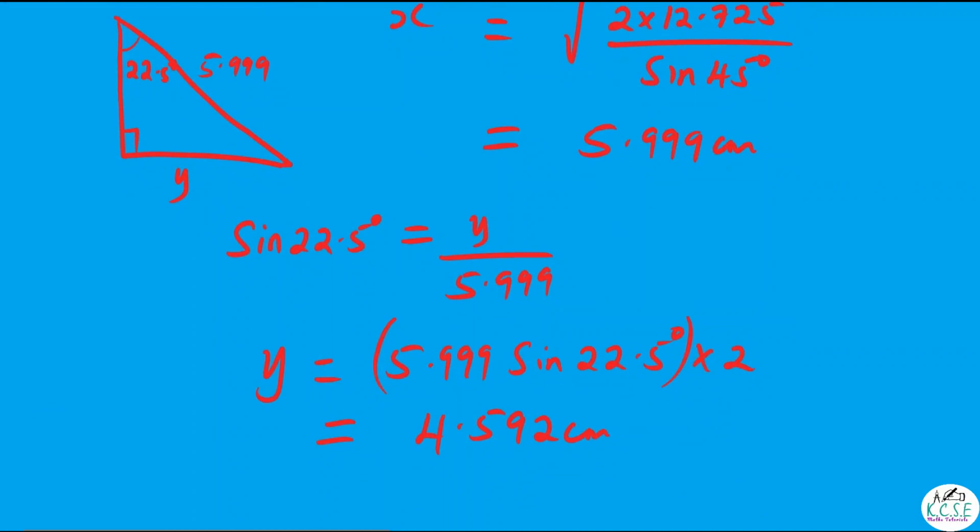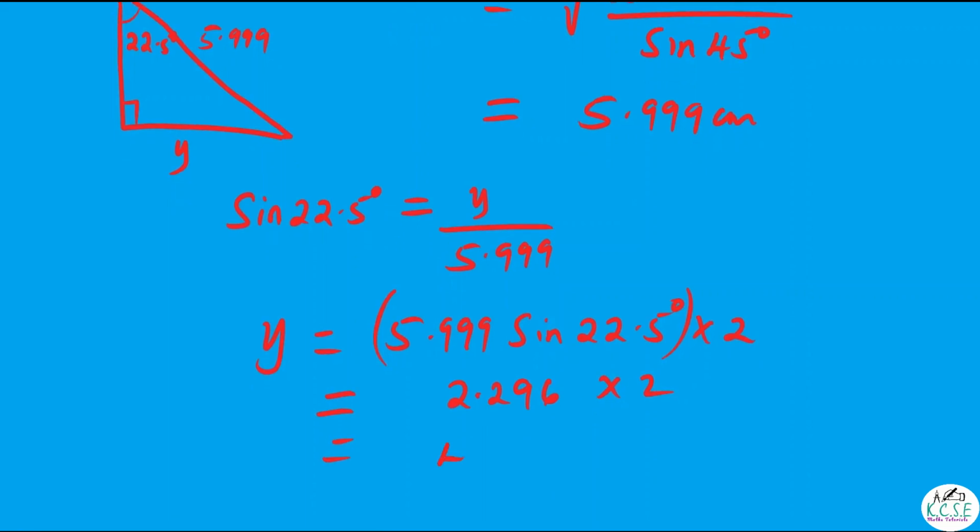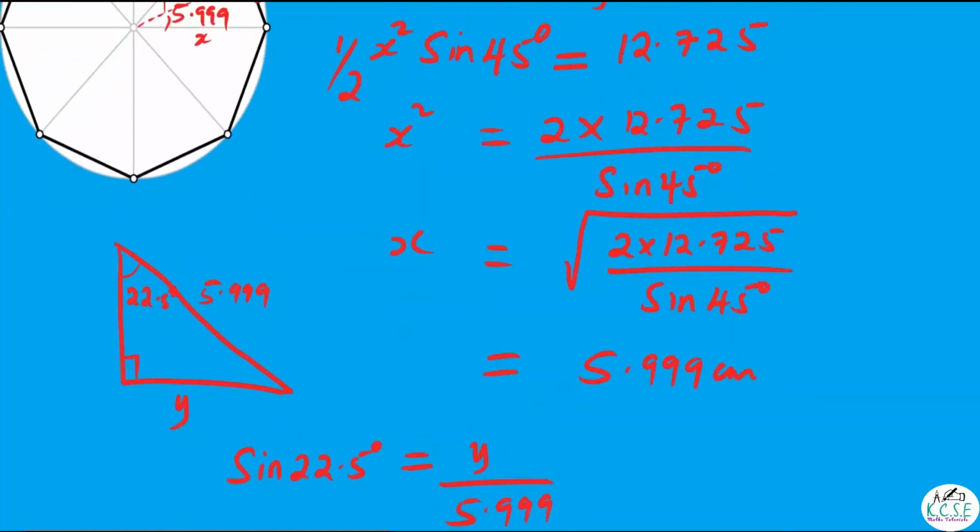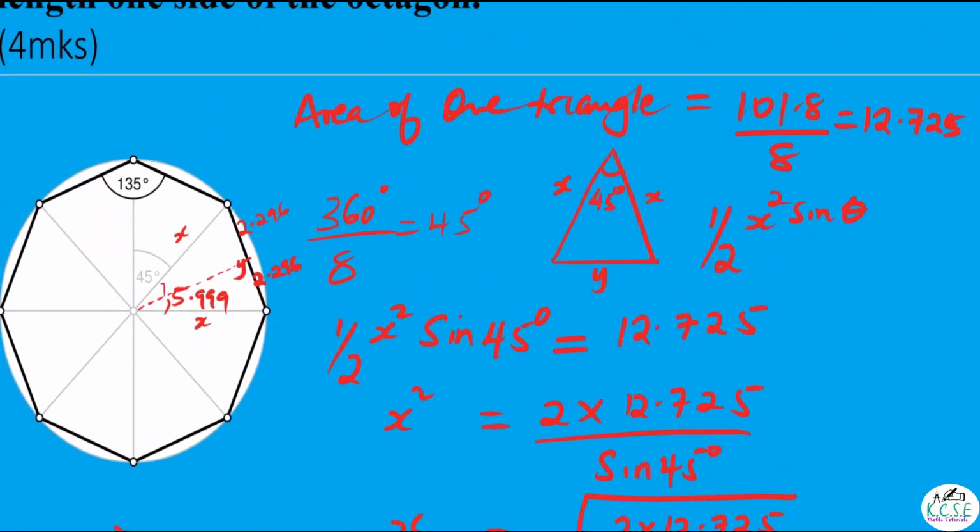And this is what you get after you multiply. So to make it clear, when you work out these in brackets, you get 2.296. Then you multiply it by 2, and that is when you end up with 4.592 centimeter, and this is the length of one side of the octagon. So that is how you're supposed to work out that question.